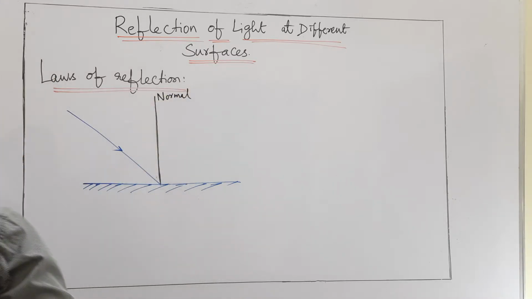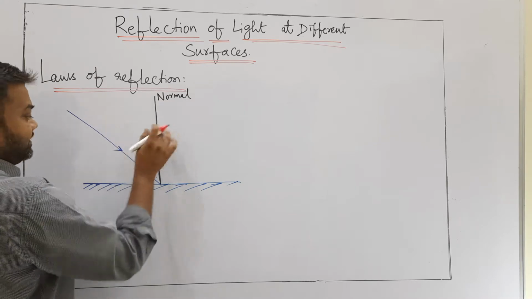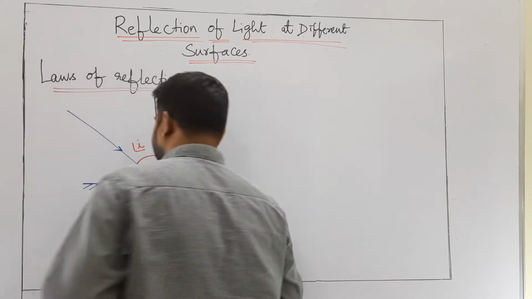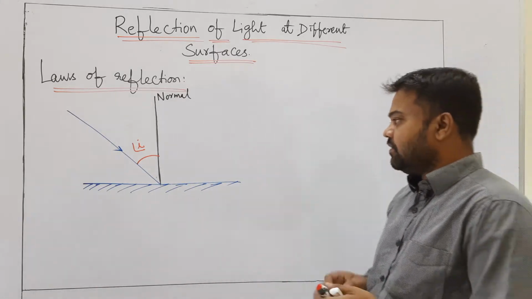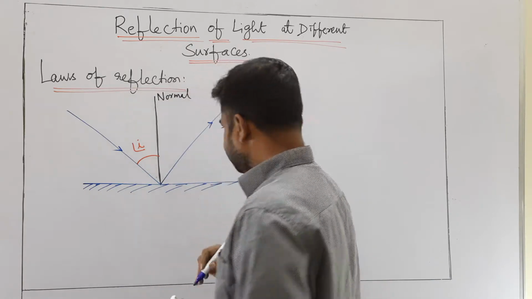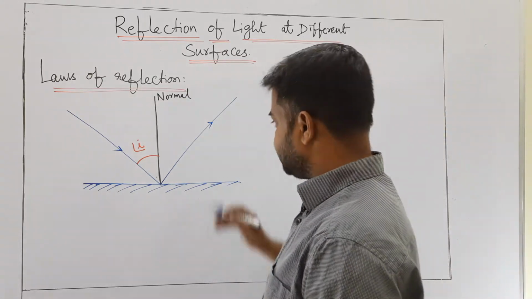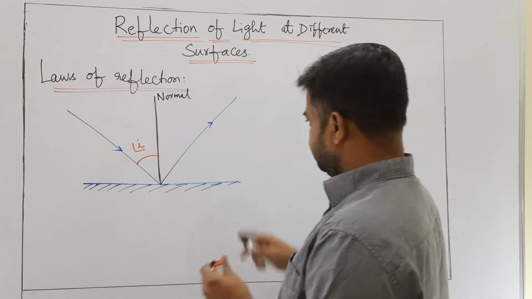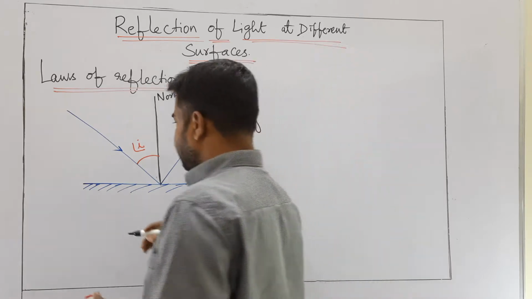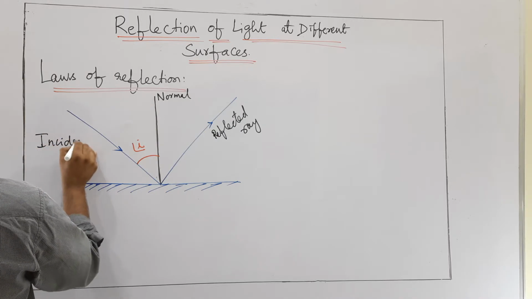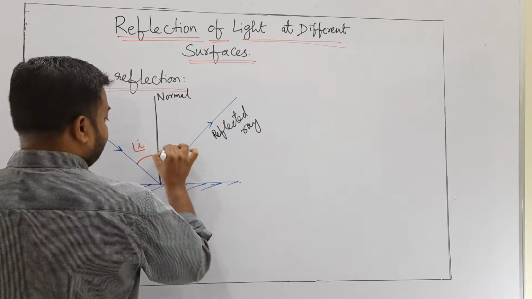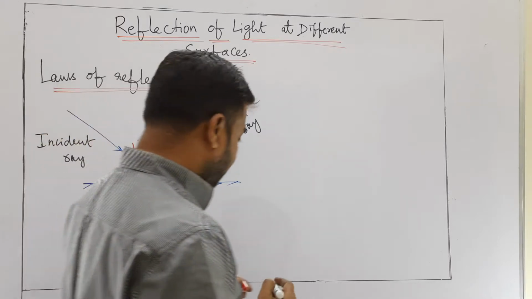And the angle between the incident ray and the normal, we call it the angle of incidence. Angle of incidence means the angle between the incident ray and the normal. After that it will be reflected back from the surface, and this ray we call the reflected ray. We can write here: reflected ray. And this one is the incident ray. And this angle we call the angle of reflection, the angle between the normal and the reflected ray.